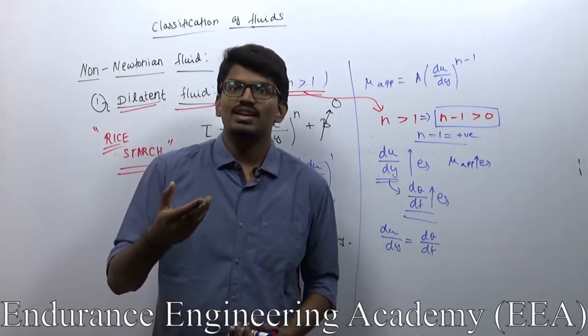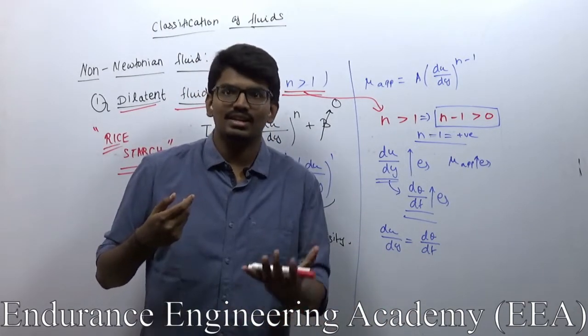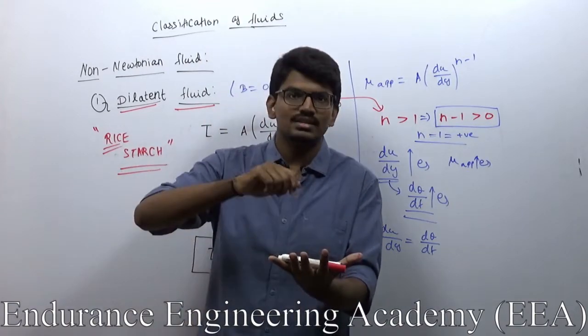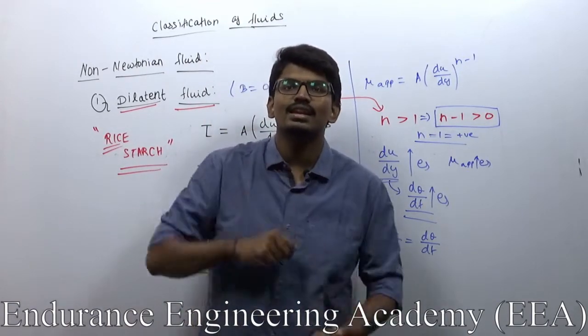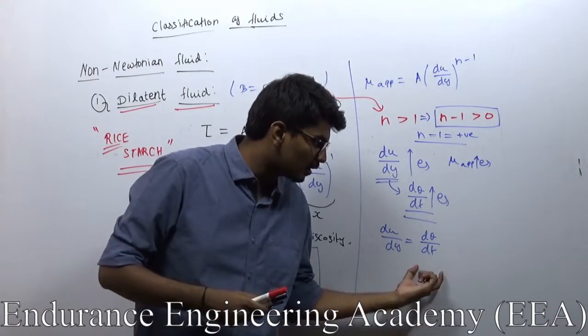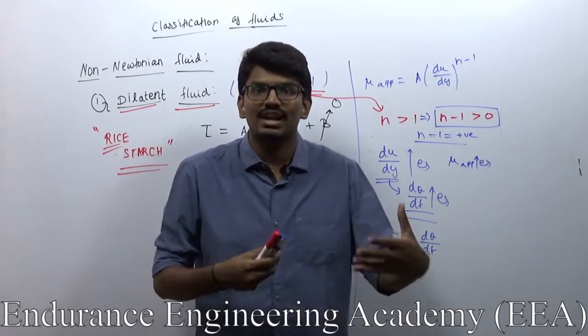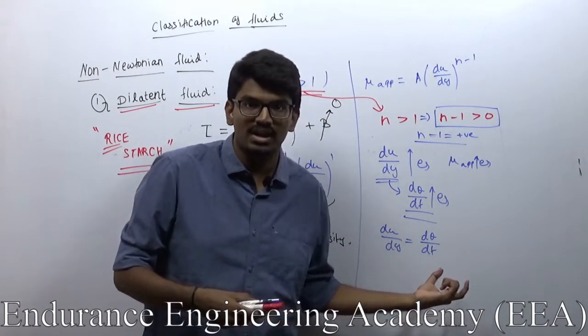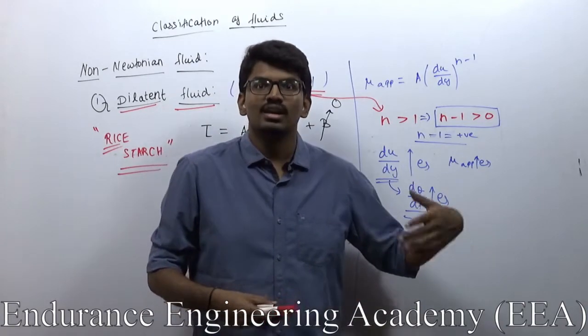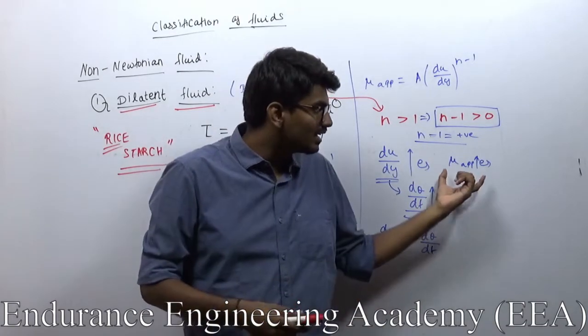Okay, so it's a very natural thing. Take that rice starch, start stirring it. Stirring indirectly means that you are increasing the rate of shear strain, and if you increase the rate of shear strain or rate of angular deformation, then it results in an increase in apparent viscosity.